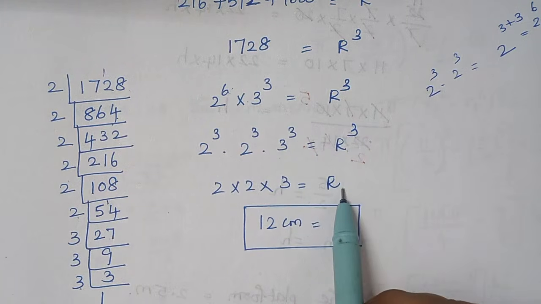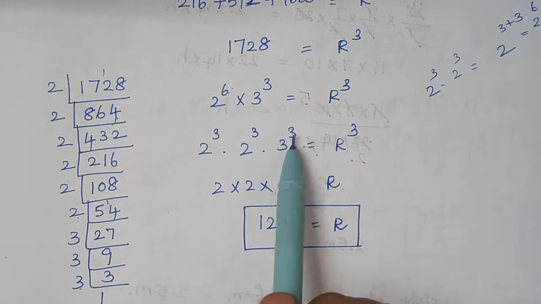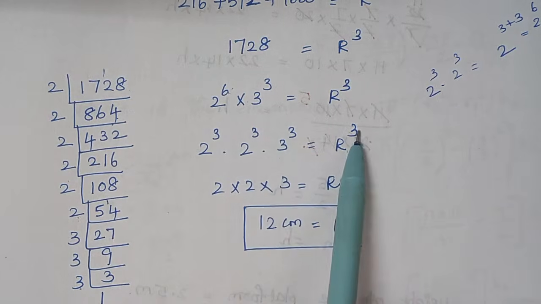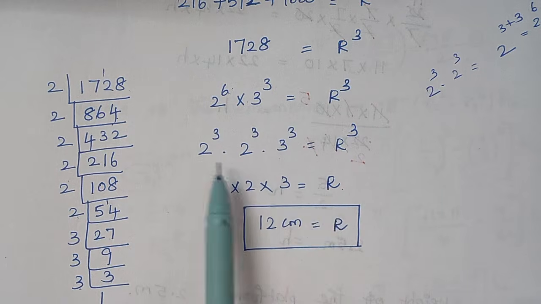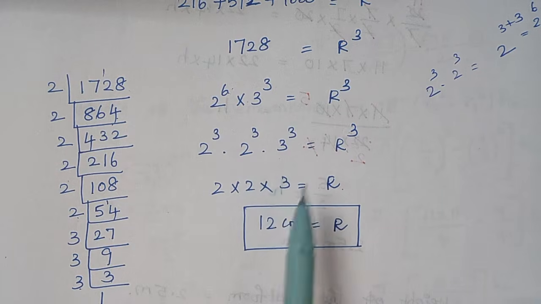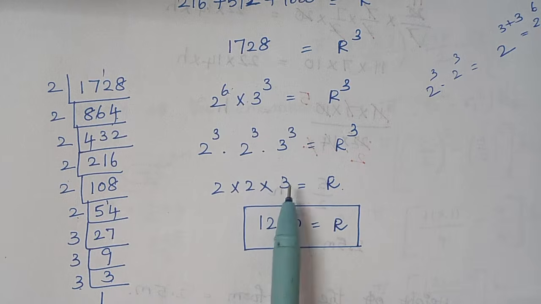Right. Now how to find r? You can easily remove these cubic roots because here all the power is 3. Right. So here r is nothing but 2 into 2 into 3, which is nothing but 2 2s are 4 and 4 3s are 12. So this is the radius of the new sphere which is formed by combining all these three spheres.